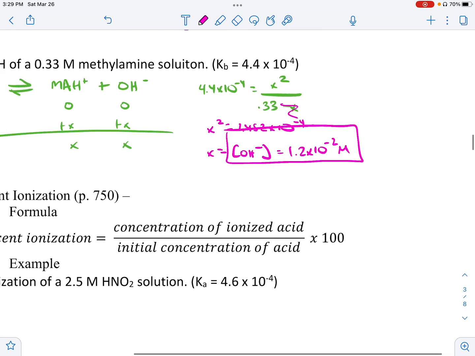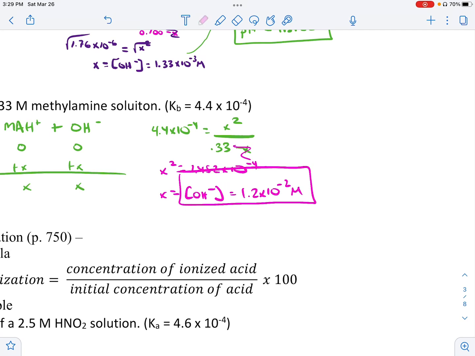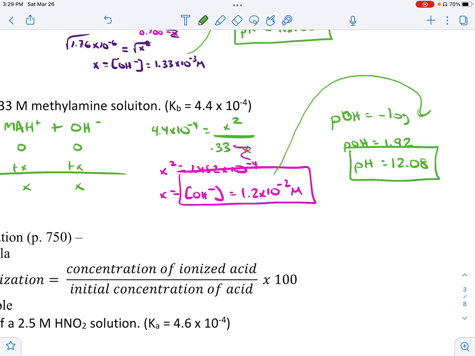Our next step is to plug that into our pH and pOH. So pOH is equal to the negative log of that number right there. Let's go ahead and plug that in. If we just hit the negative log of that, we're going to get pOH of 1.92. And so a pH of 12.08. And there we have that. Awesome, so we're good to go there.